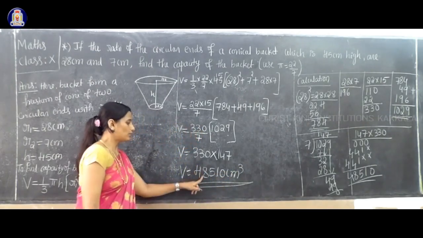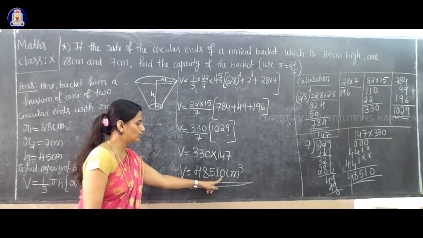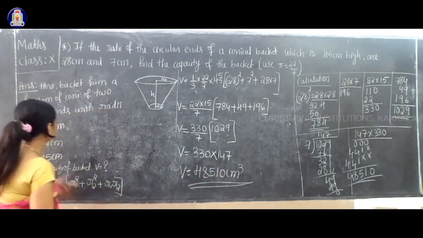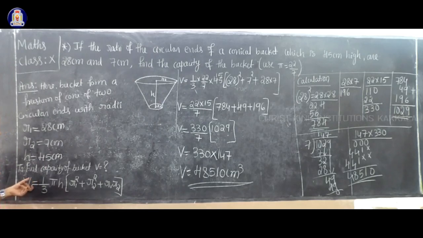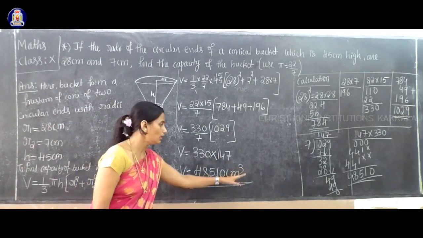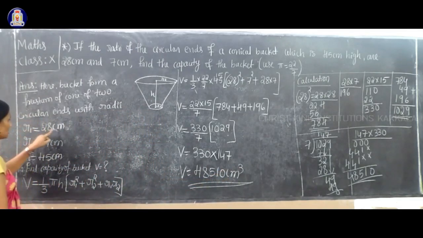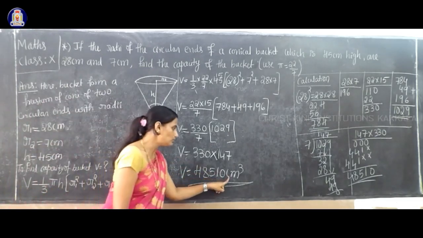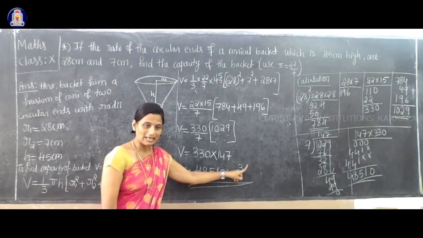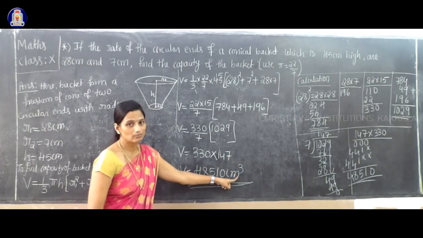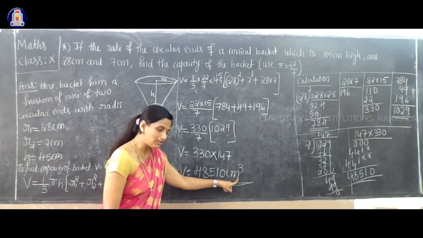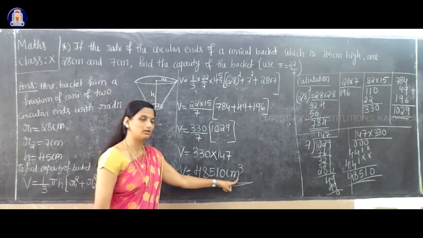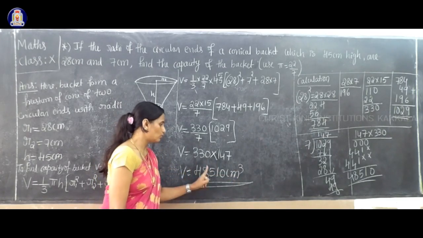That means 48,510 centimeter cube. So why is it centimeter cube? Volume. The formula or unit is what? Meter cube or cubic centimeter, because these two are in centimeter. So it is equal to centimeter cube. In exam, writing the unit is important. If you don't write the unit, then they will cut half a mark for this one. So V is equal to this one.